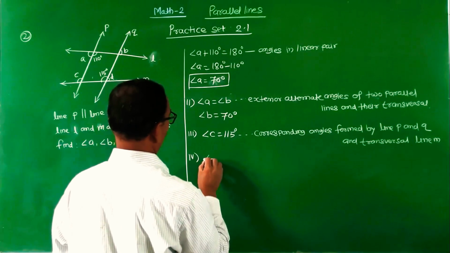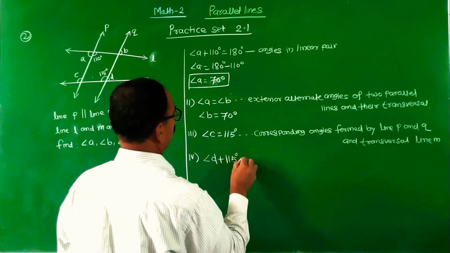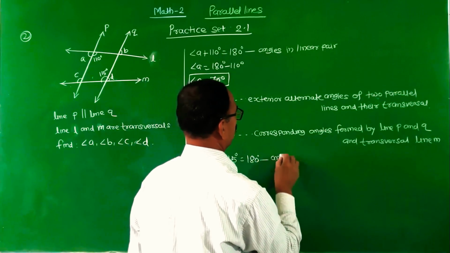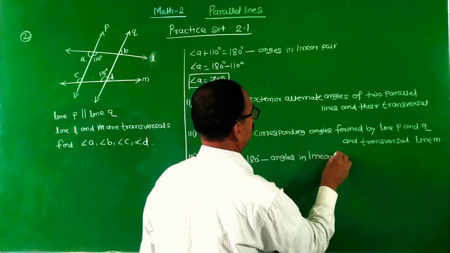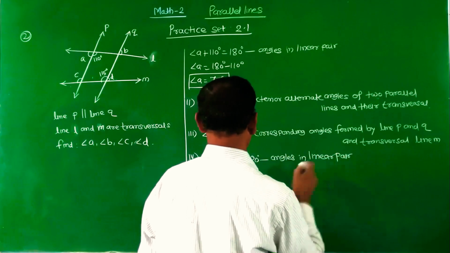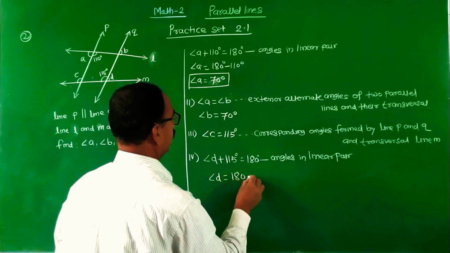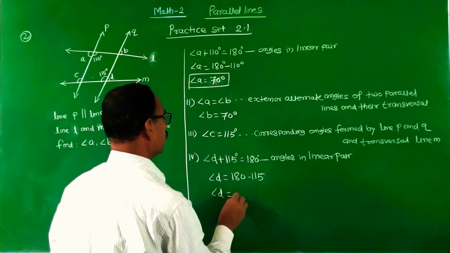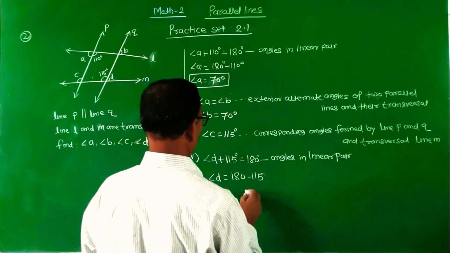So here we can write angle D plus 150 equal to 180, because angles in a linear pair. So angle D will be equal to 180 minus 150, which will be equal to angle D, 30 degrees.